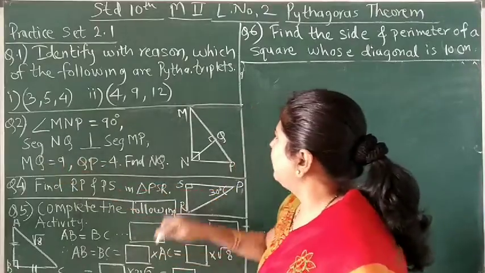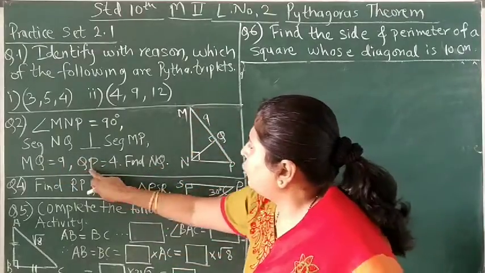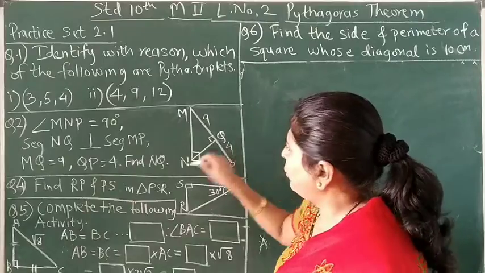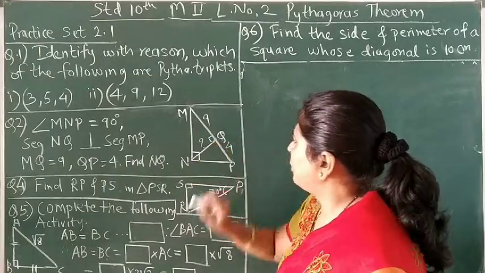Now MQ is 9. Where is MQ? This is 9. QP is 4. You have to find NQ. This is NQ. This you have to find.